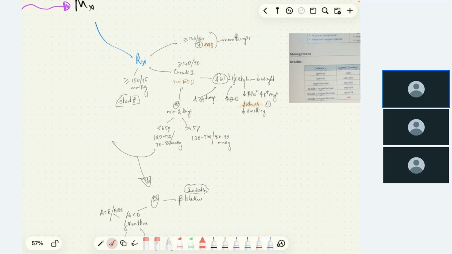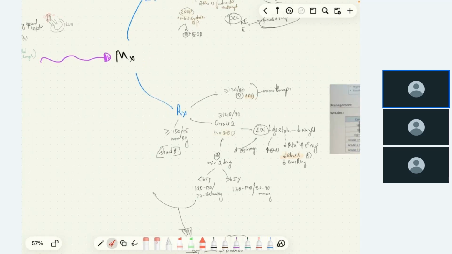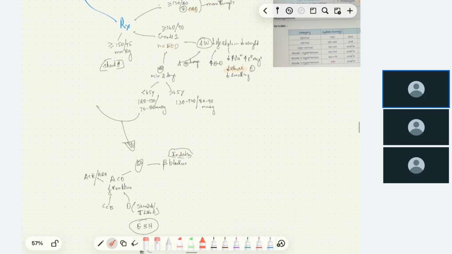And also, if the patient has blood pressure more than 150/95 mmHg, please don't suggest any lifestyle modification. You start with pharmacotherapy. Now, what are the drugs that we give in case of hypertension?